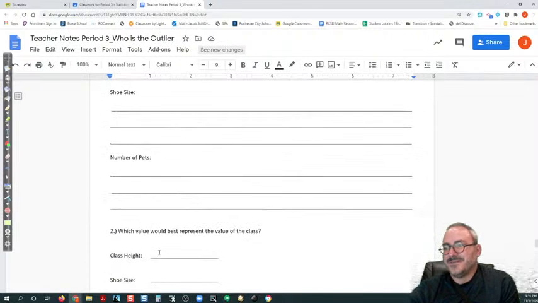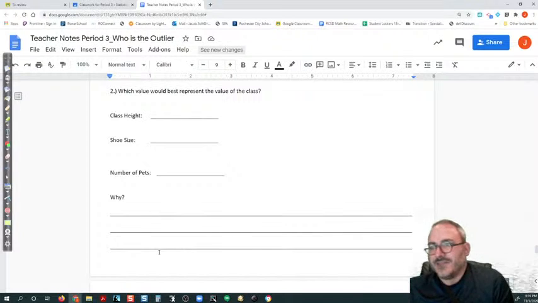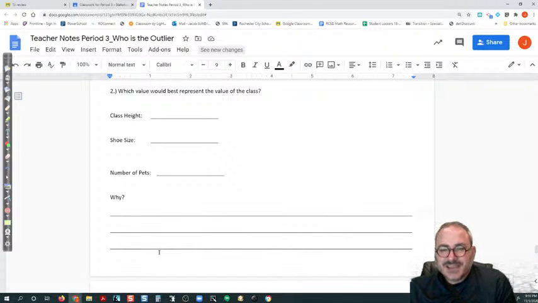Which value would best represent the value of the class? So class height, shoe size, number of pets. Most likely, for class height and shoe size, it's going to be pretty clearly the mean. It's going to be the best representation of the value of the class. And here's why.